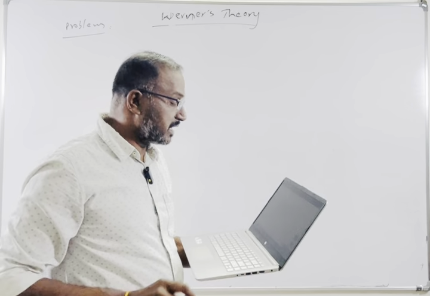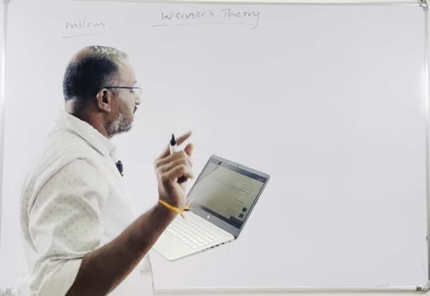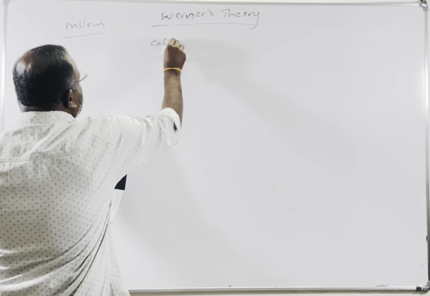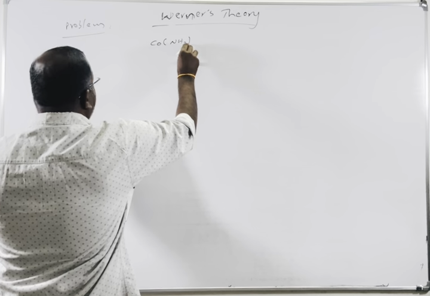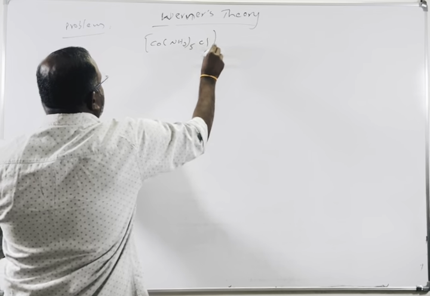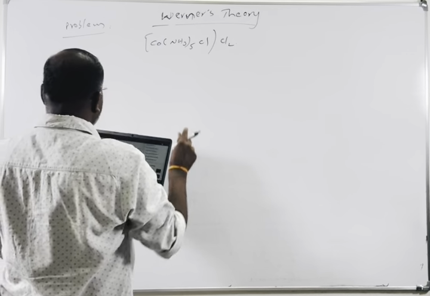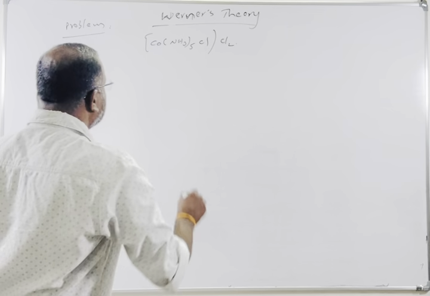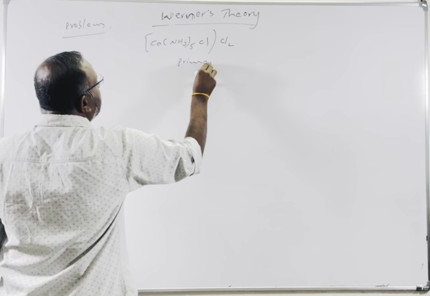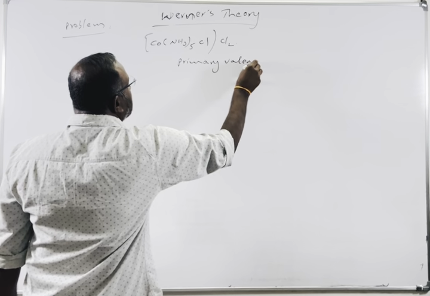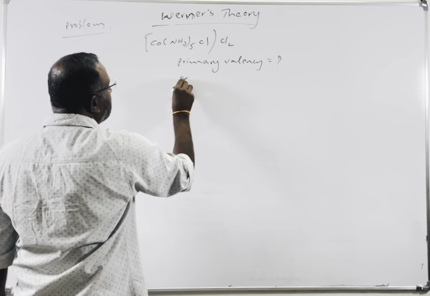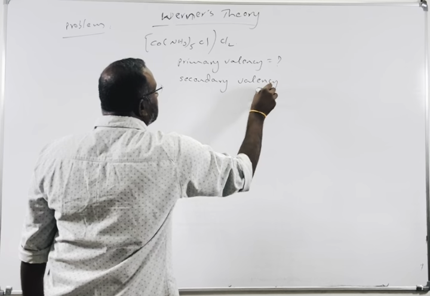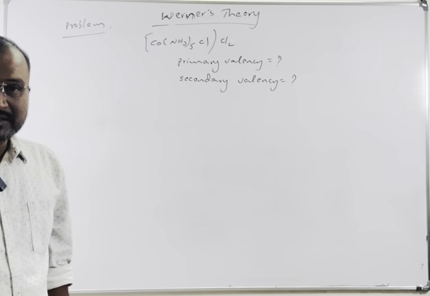What is the question? I'm taking previous problems only. The question asks for the primary and secondary valency of the complex [Co(NH3)5Cl]Cl2. So let me see how to solve for the primary valency and secondary valency.